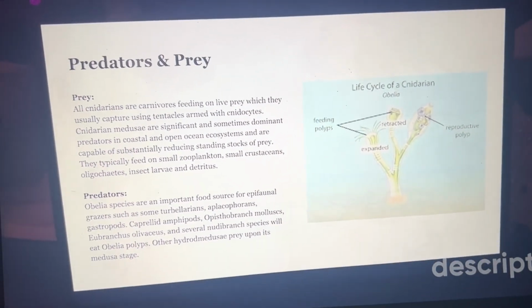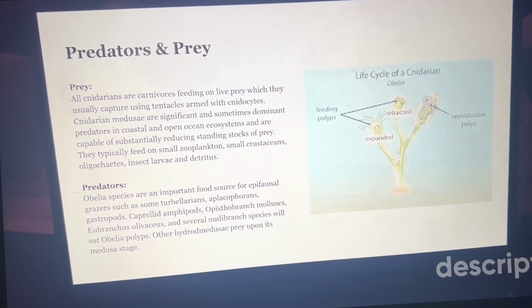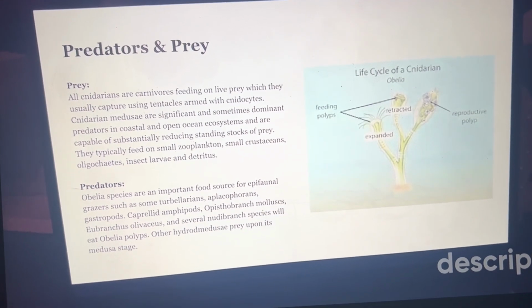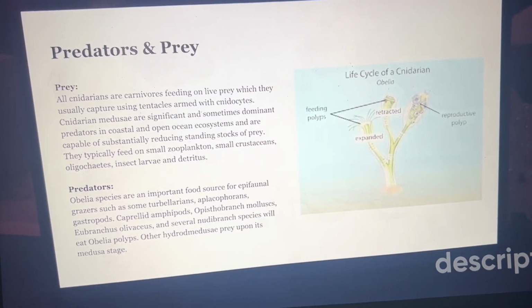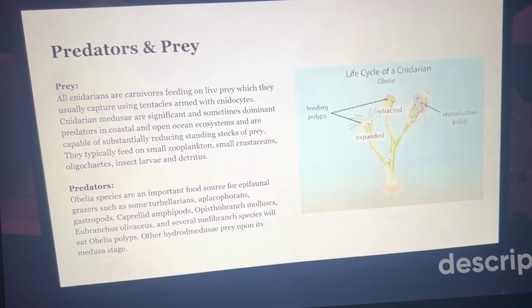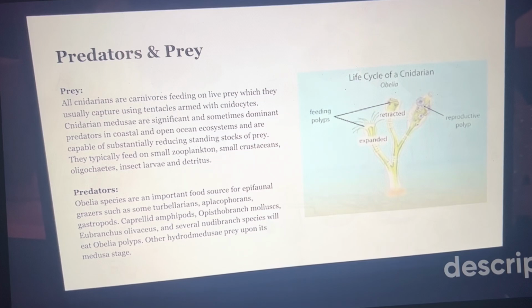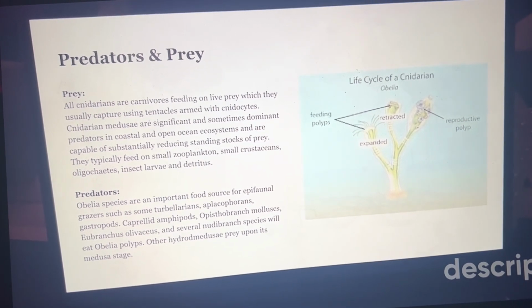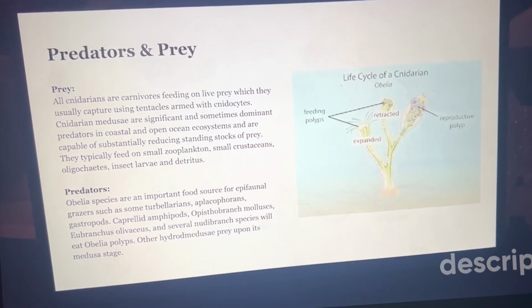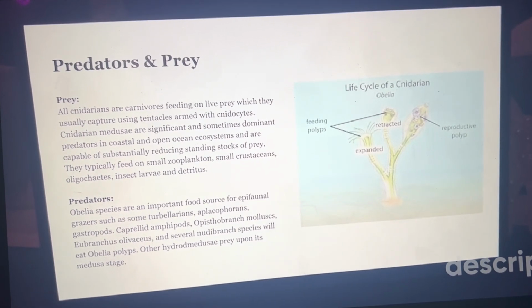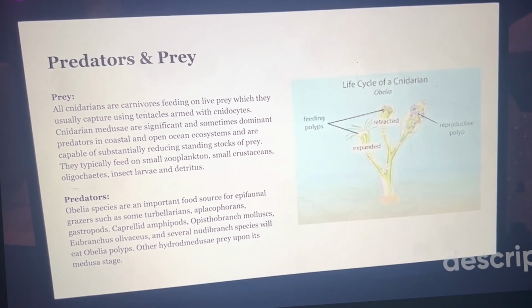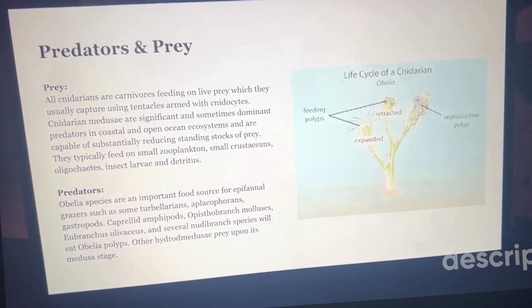So the predators and the prey. All cnidarians are carnivores feeding on live prey, which they usually capture using tentacles armed with cnidocytes. Cnidarian medusae are significant and sometimes dominant predators in coastal and open ocean ecosystems and are capable of substantially reducing standing stocks of prey. They typically feed on small zooplankton, small crustaceans, oligochaetes, insect larvae, and detritus.